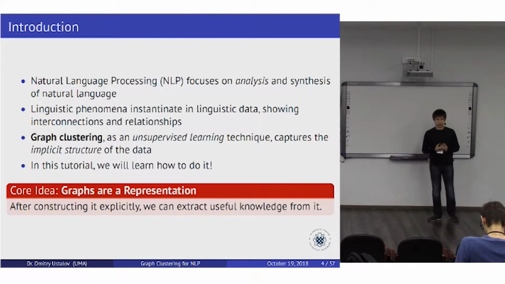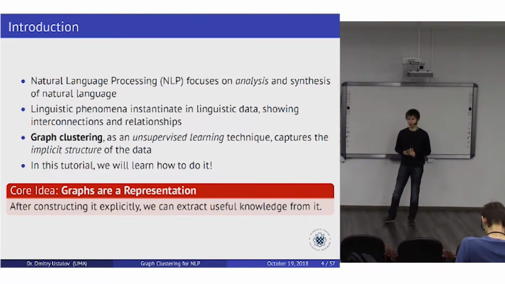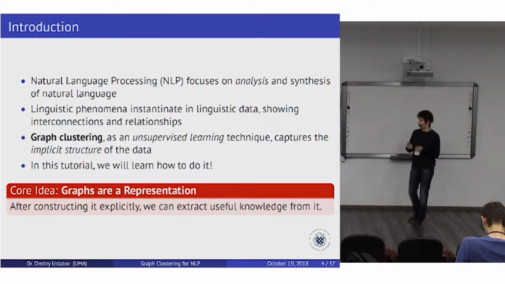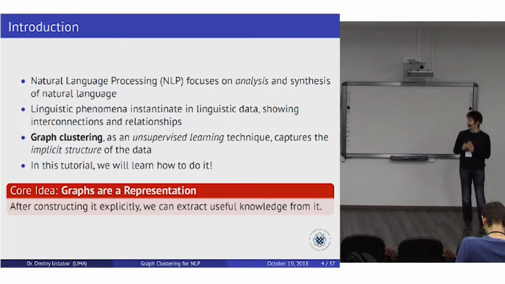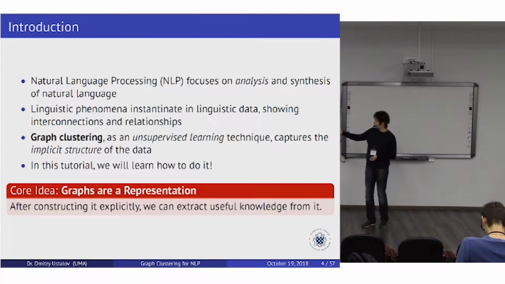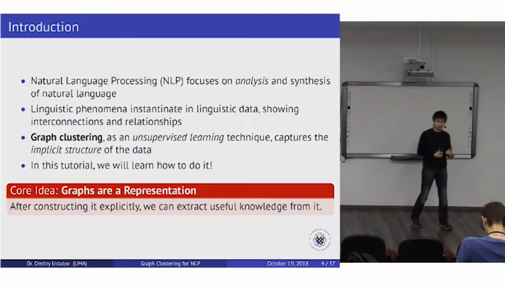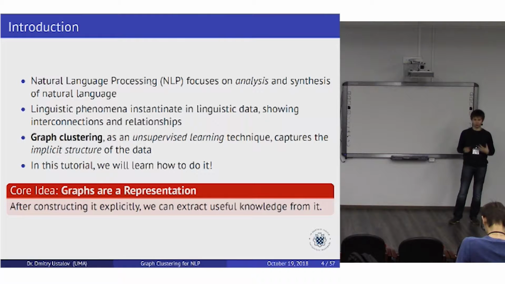Natural language processing is a field that processes, analyzes, synthesizes phenomena of natural language. And this is a very important field because people use language to speak, to communicate, and it's very useful to develop systems that process this language. And as you can see, linguistic data is often represented as graphs, relationships, and other objects that are connected to each other.